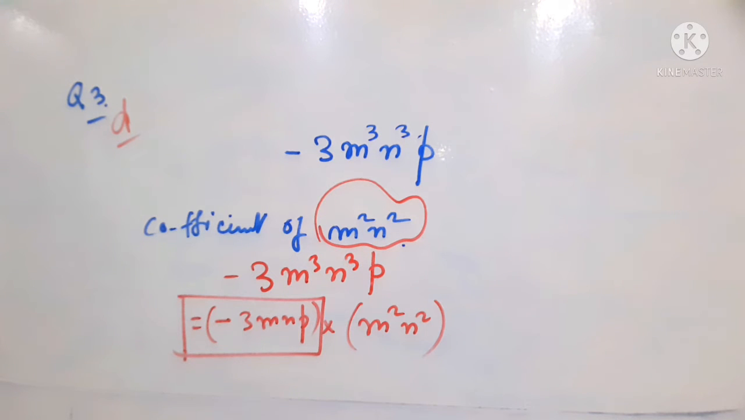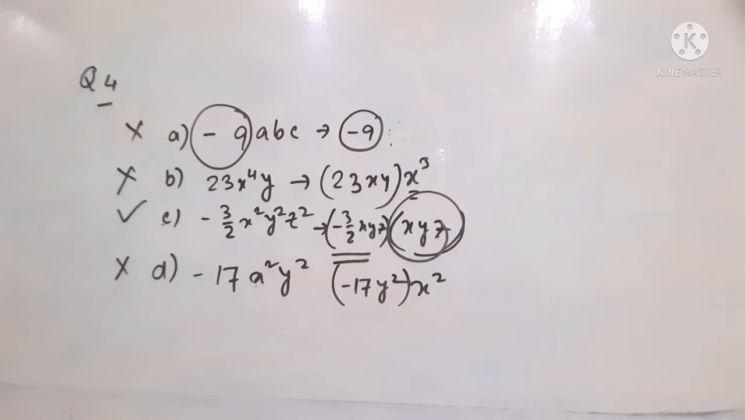Now send question number 4 answer. So in question number 4, in the option it's given minus 9 into ABC. So the coefficient of ABC should have been minus 9, but here it is mentioned only plus 9. So this is incorrect. And B: 23 x to the power 4 y is 23 xy into x square x cube. So the coefficient of x cube should have been 23xy, but it is mentioned only 23y. In option C this is the only correct one, and option D is also incorrect.